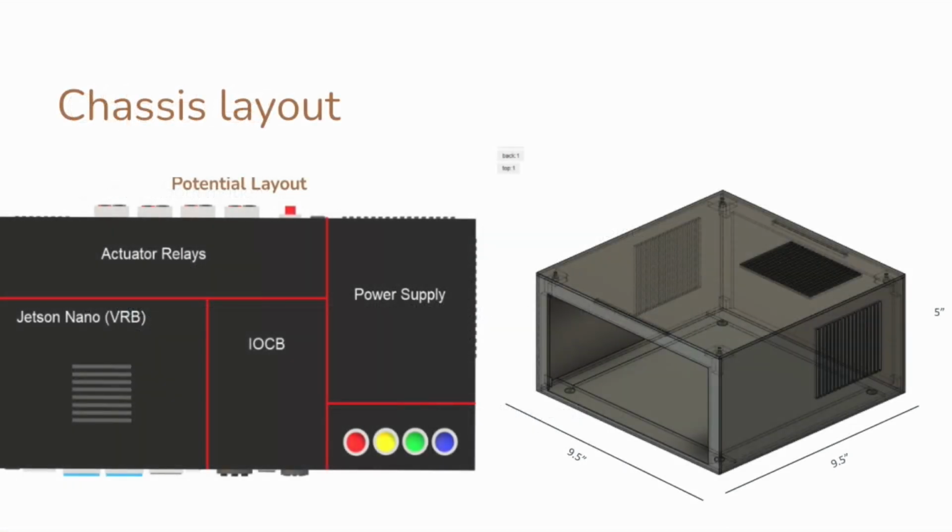Our chassis was 3D printed and is going to house all of our important components, those being the Jetson Nano, the relays, the IOCB, the power supply, and our board, as well as the buttons you can see down here in the colored buttons.